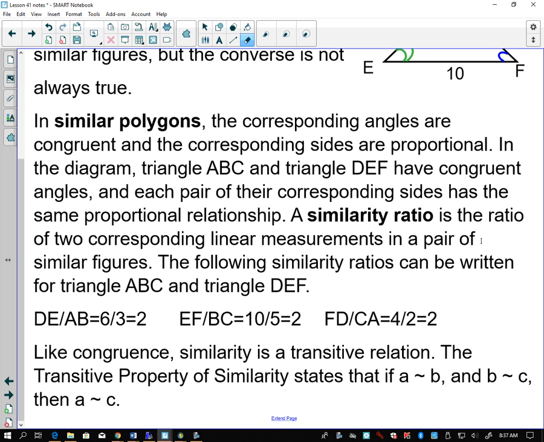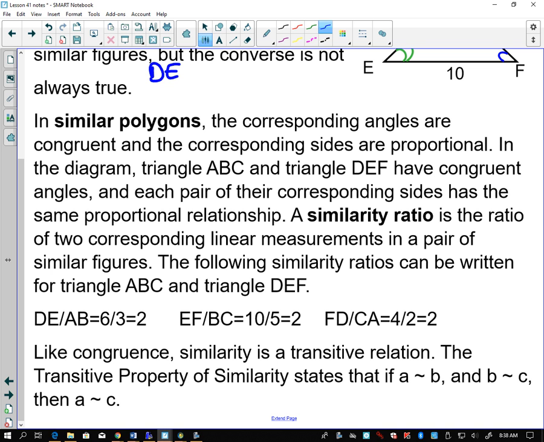Has the same proportional relationship as what you see about 2 sentences down. A similarity ratio is the ratio of 2 corresponding linear measurements in a pair of similar figures. The following similarity ratios can be written for triangles ABC and triangle DEF. Now, I've written them out this way. Hopefully we still make them out, even though they're not shown in that classic this over this format. And if I can rewrite it, I will. If I've got room, let's do it up here.